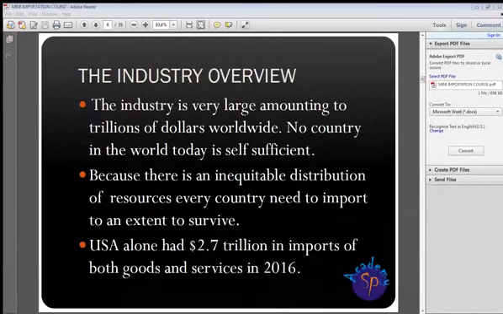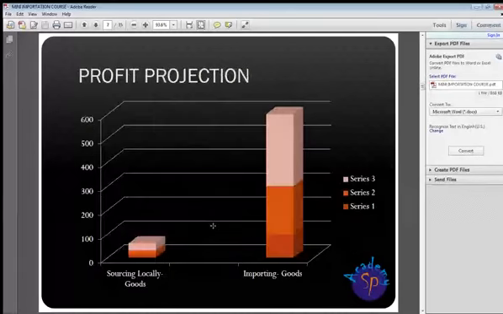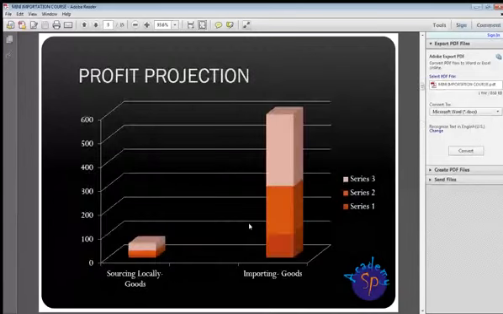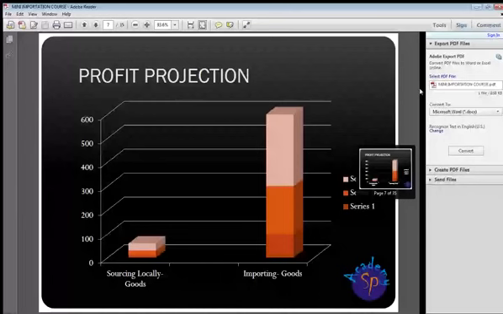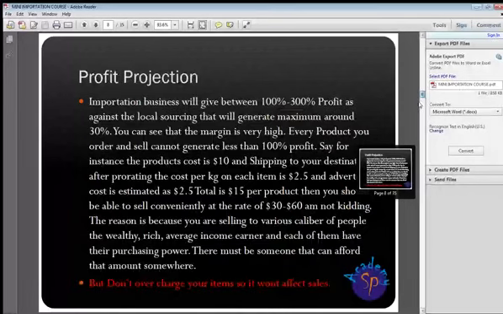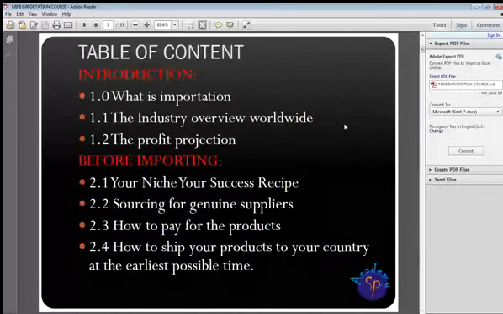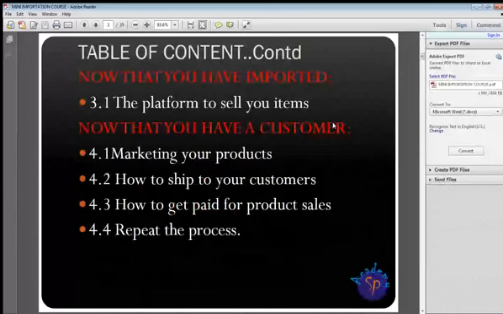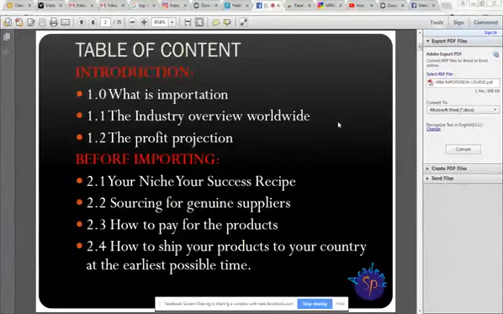Now, the US alone had 2.7 trillion in imports of both goods and services in 2006. That is a lot of money going into importation. So I don't think anybody would want to shy away from such a big industry. You don't want to shy away from that. Okay, I think I jumped some of this process.